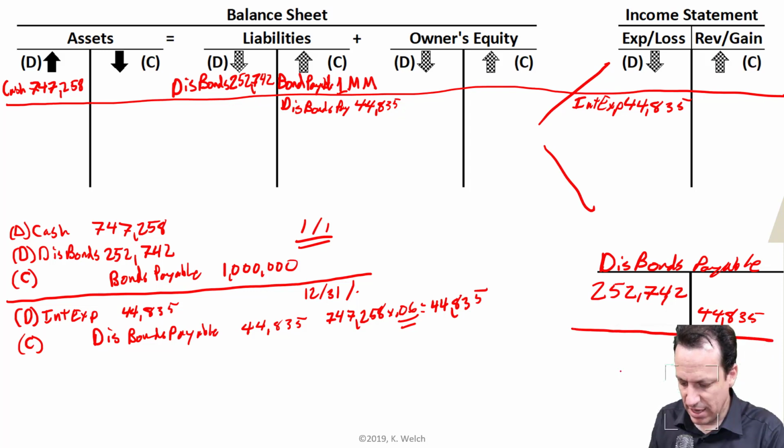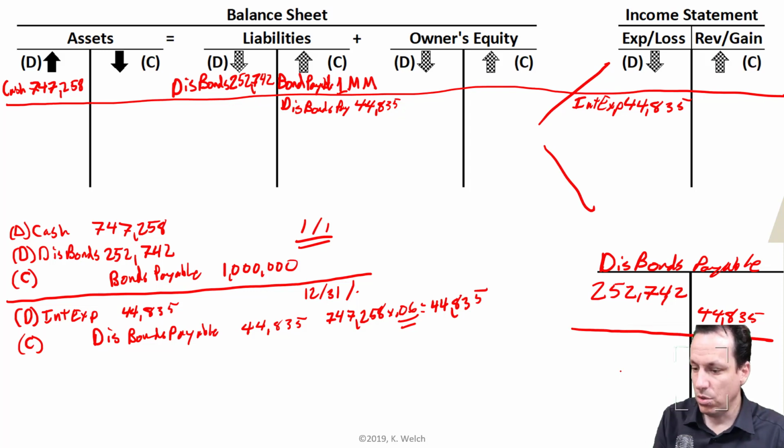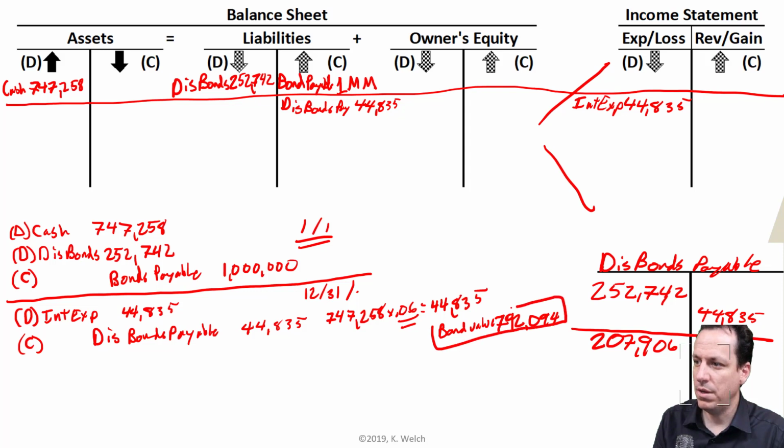Now, if we take that and subtract it from the 252,742, we get a total balance of 207,906. So the net carrying amount. If you want the net carrying amount of what those bonds are, it's this amount subtracted from that 1 million, which is equal to the carrying amount. So the bond carrying value is 792,094.